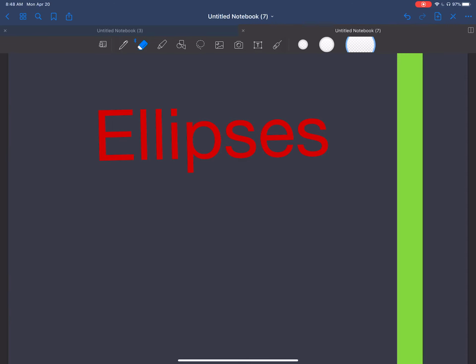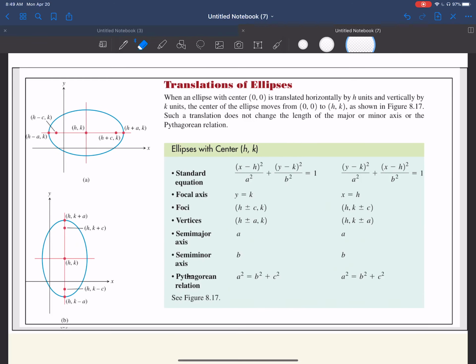Hello, today we'll be learning about ellipses. So last time we talked about ellipses that were centered at the origin. Today we'll be talking about ellipses that are centered at h comma k.